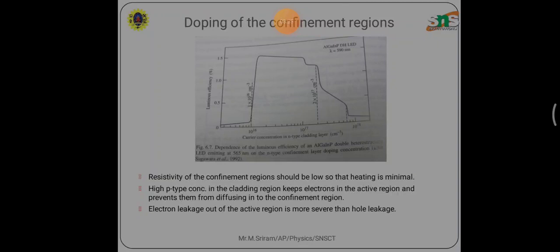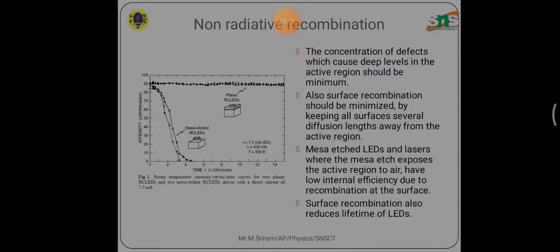So electron leakage out of the active region is more severe than the hole leakage. And for non-radiative recombination, the concentration of defects which cause deep levels in the active region should be minimum. So also surface recombination should be minimized by keeping all the surfaces several diffusion lengths away from the active region. In LEDs where the mesa edge exposes the active region to air, they have low internal efficiency due to the recombinations at the surface. So surface recombinations also reduce the lifetimes of LEDs.